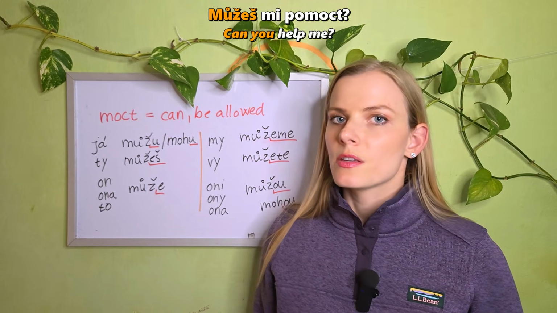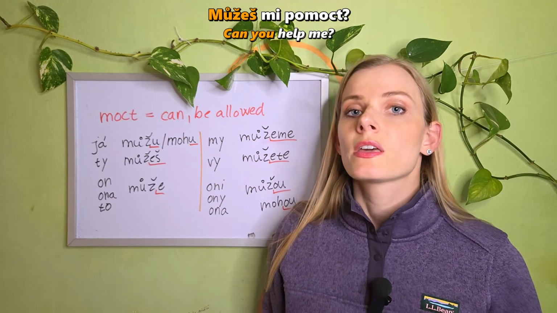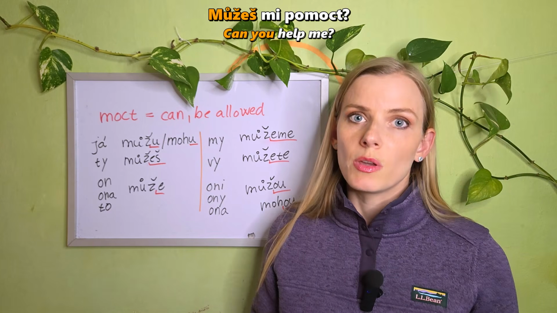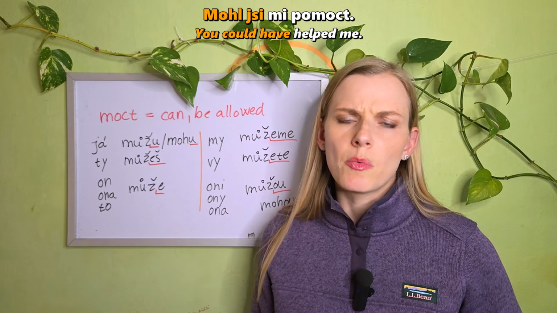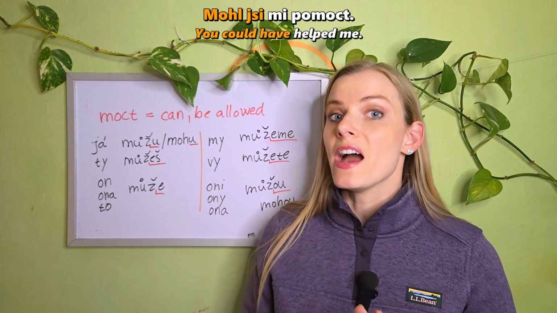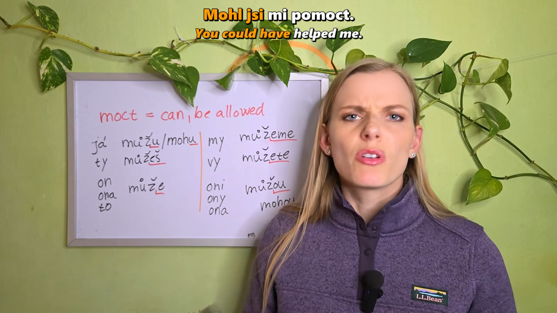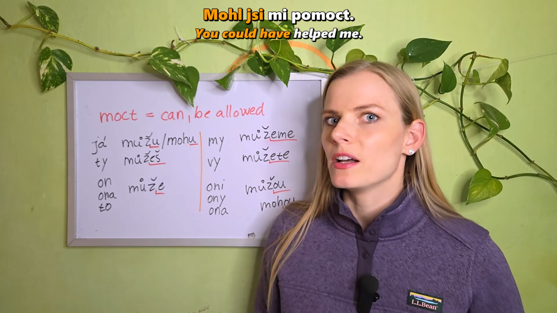So you could ask someone, můžeš mi pomoct? Can you help me? Můžeš mi pomoct? Mohl jsi mi pomoct? This would be, you could have helped me. Mohl jsi mi pomoct? You could have helped me.